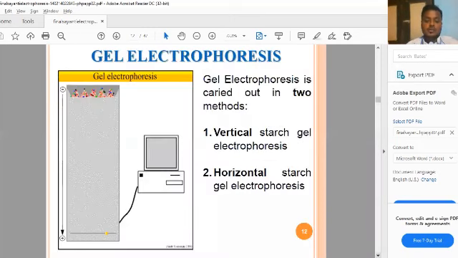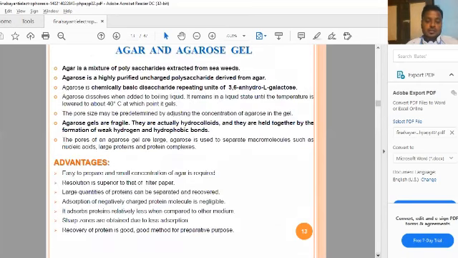Next one is gel electrophoresis: vertical slab gel electrophoresis and horizontal slab gel electrophoresis. Consider agar and agarose gel. What are agar and agarose gel? Agar is a mixture of polysaccharides extracted from seaweed, and agarose is chemically a disaccharide, a repeating unit of 3,6-anhydrogalactose.